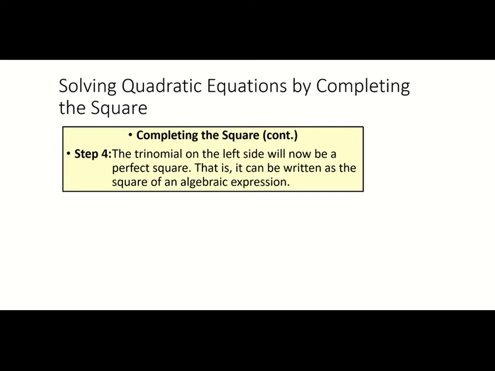Once you add b divided by 2 squared to both sides of the equation, your equation will now be a perfect square trinomial. So it is easily factorable. We'll factor it, use our square root principle to solve it, and then solve for x. So we're going to take a look at a couple of these on the next slides so you can see how to do this.